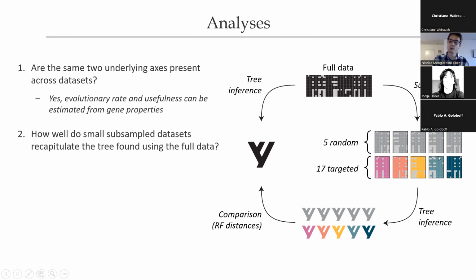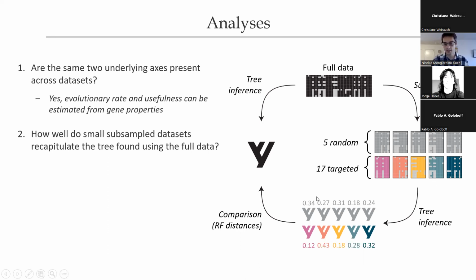So we then performed tree inference on each one of these 22 data sets, and that gave us a distribution of trees, which we compared to the tree obtained with the full data set using Robinson-Foulds distances as a sort of measure of topological similarity. So this gave us a sense of how far these topologies are from the tree inferred using the full data.